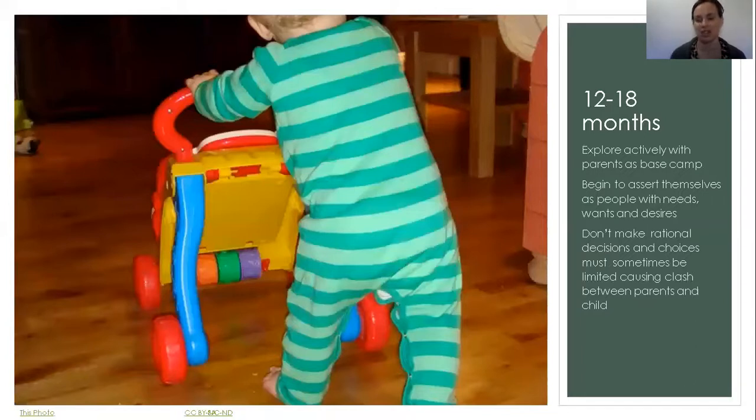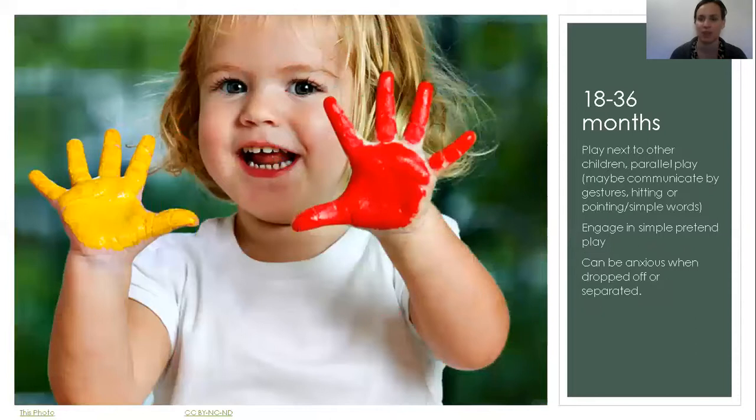So that can cause a clash between parents and child. The child wants to explore, they want to broaden their horizons, and we want to encourage them to do that. But when it's unsafe or unhealthy, we have to stop them, and that can cause some friction between the child and the parent, and it might even lead to some temper tantrums.